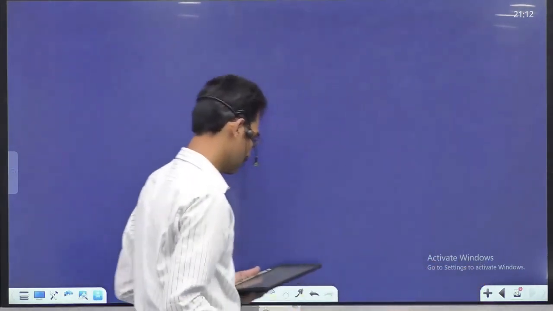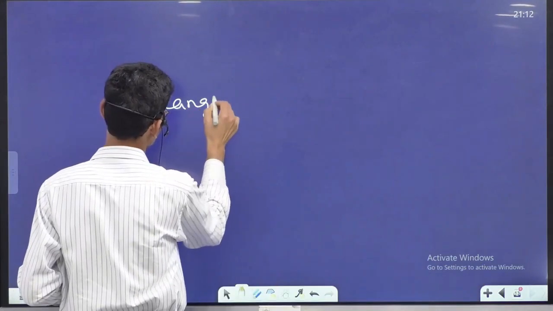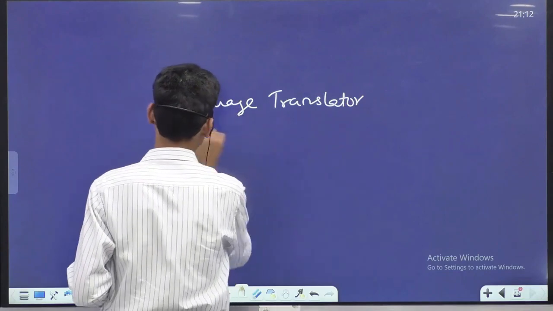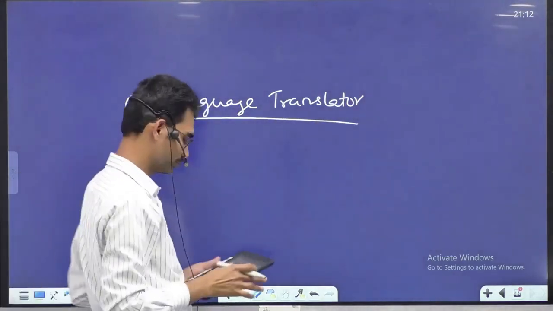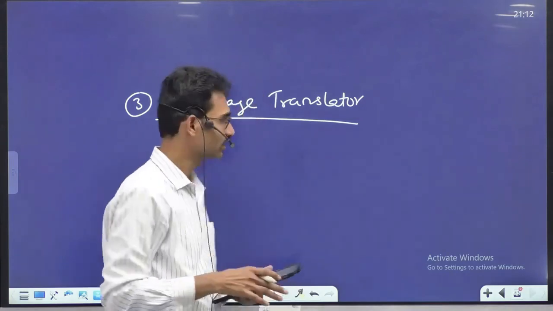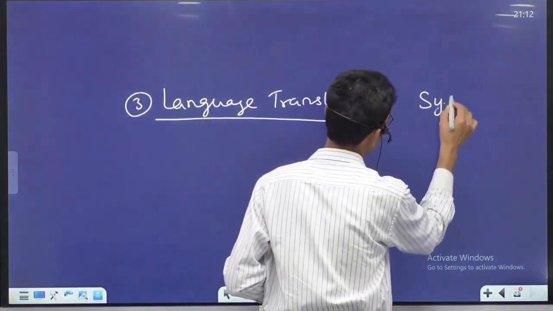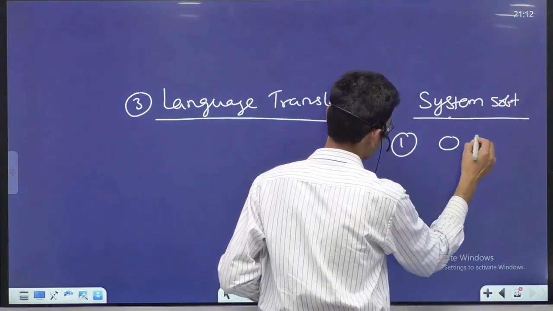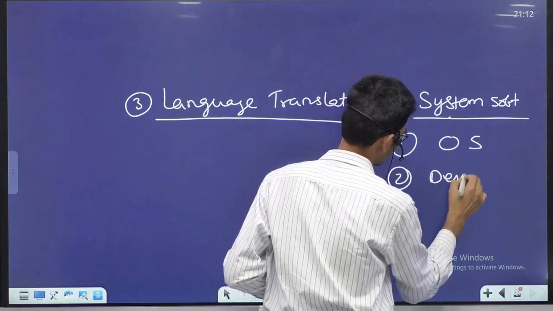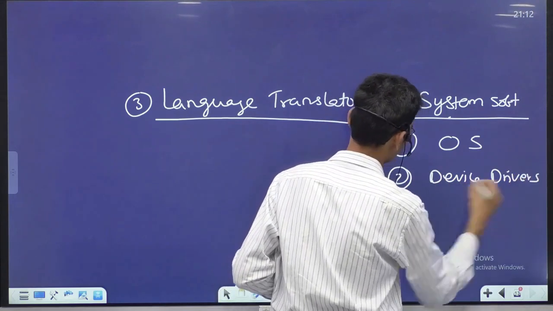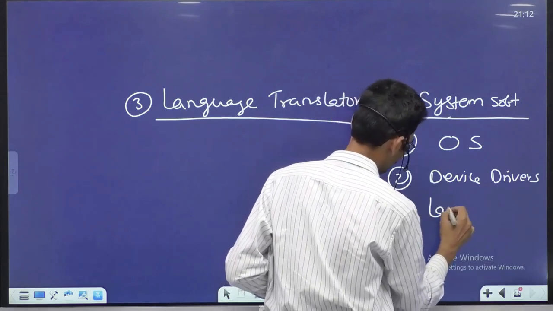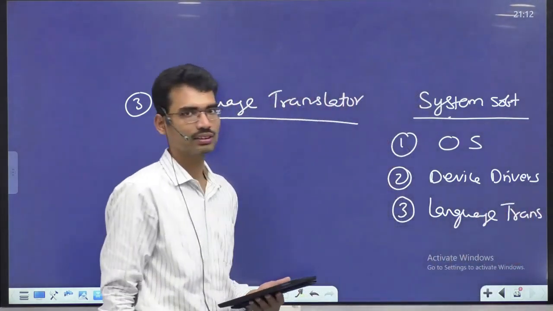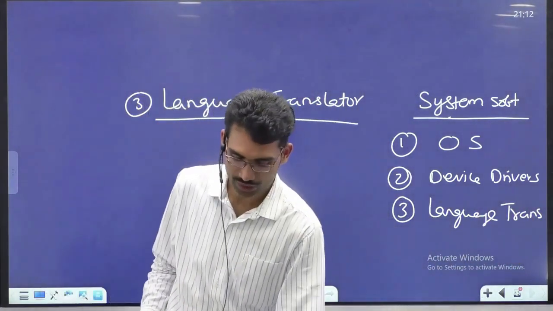There is one more, that is language translator. Language translator is another system software. So we are dealing with system software. One is operating system, second one device drivers, third one is language translator. Language translator means the computer has a different kind of language, ones and zeros.